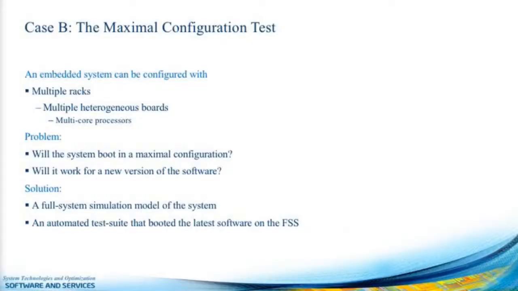So, next case, the maximal configuration test. Now, you have this embedded system which can be configured with multiple racks, each consisting of multiple heterogeneous boards, each consisting of multi-core processors, right? Now, if you multiply that out, it becomes a big system. We're talking hundreds of cores, okay? Now, the problem is, what if I build a maximum configuration system? Will it boot the software I've done? And will it work when I get a new version of the software, which is being continuously developed, right?